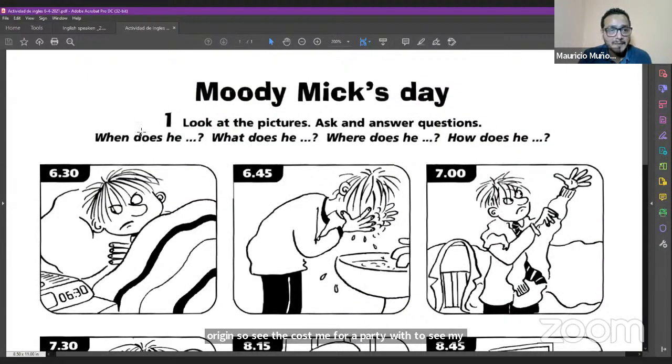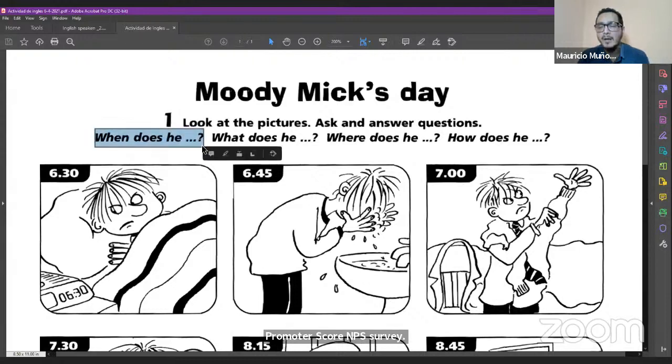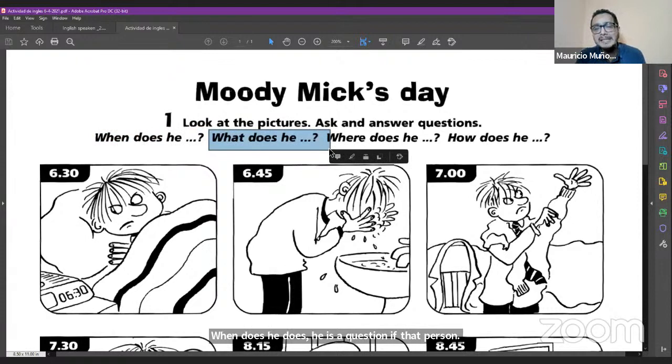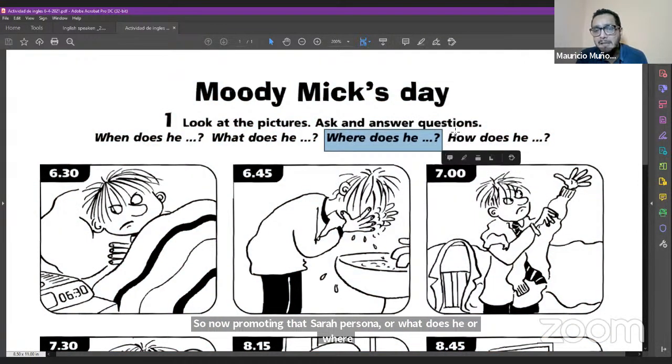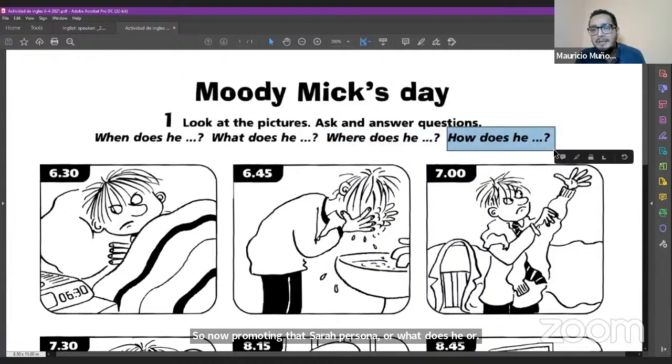Observe. When does he? When does he? Is a question in third person. Or, what does he? Or, where does he, or how does he. You make the question and then you answer it, right? Make the question and answer it. Work on it: make the question and answer it.